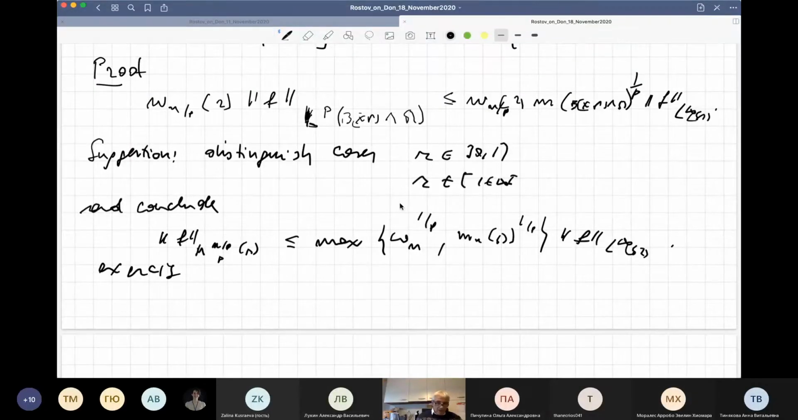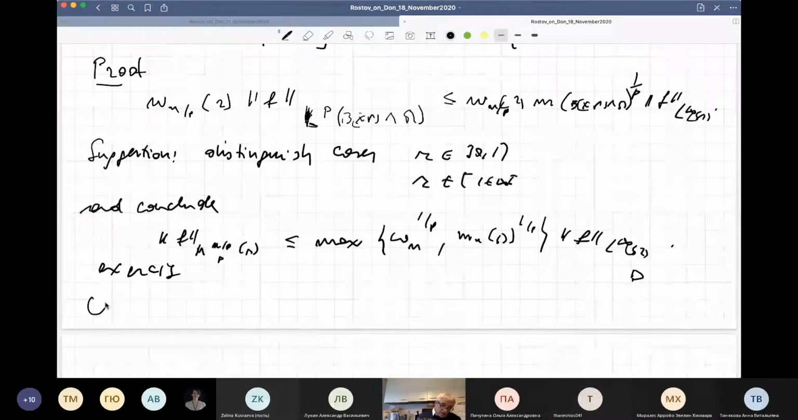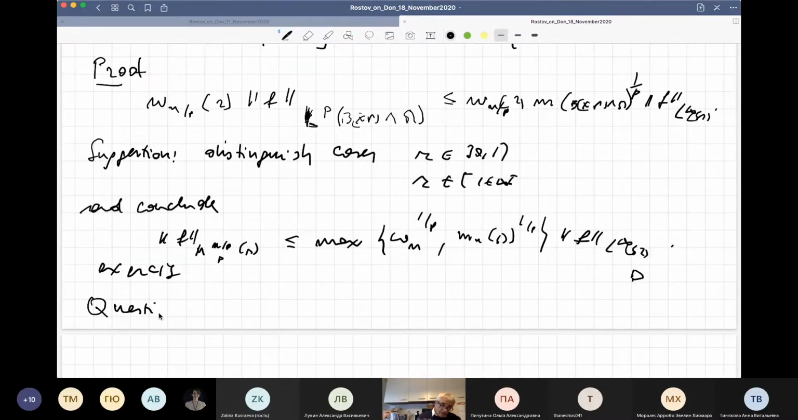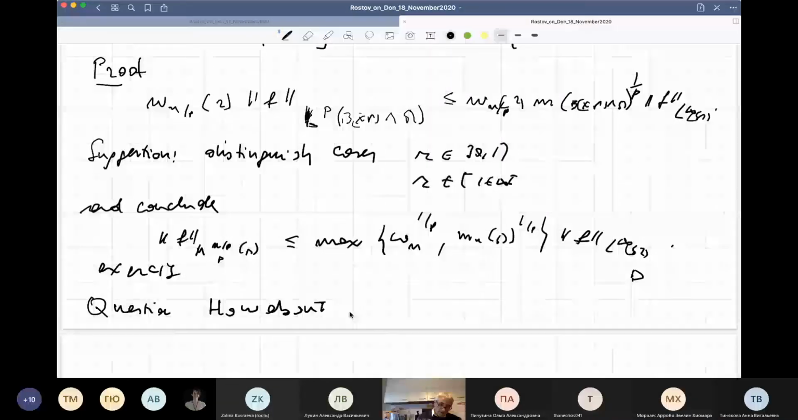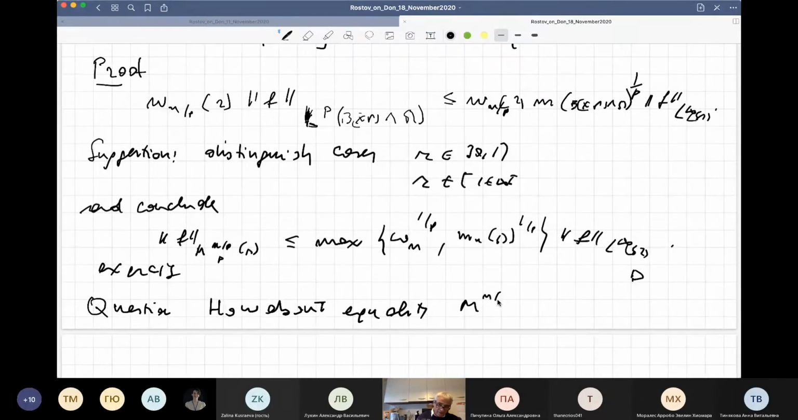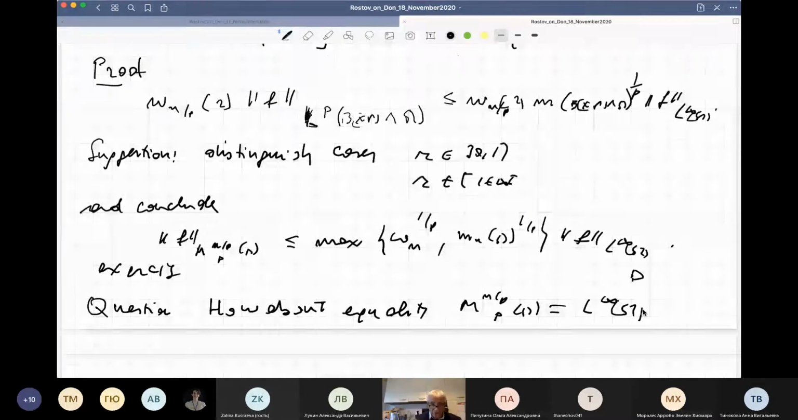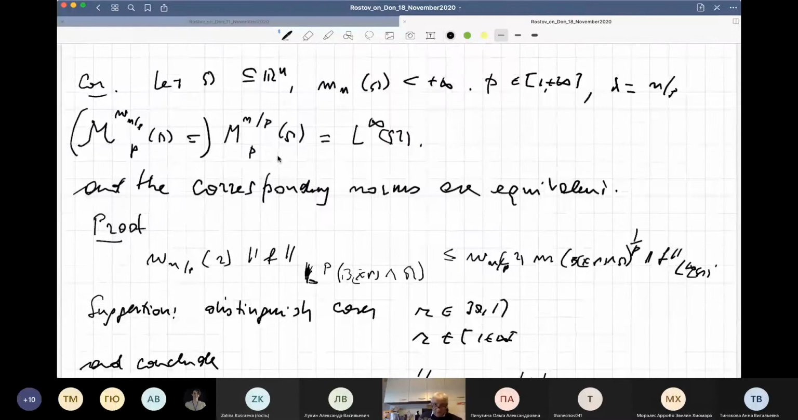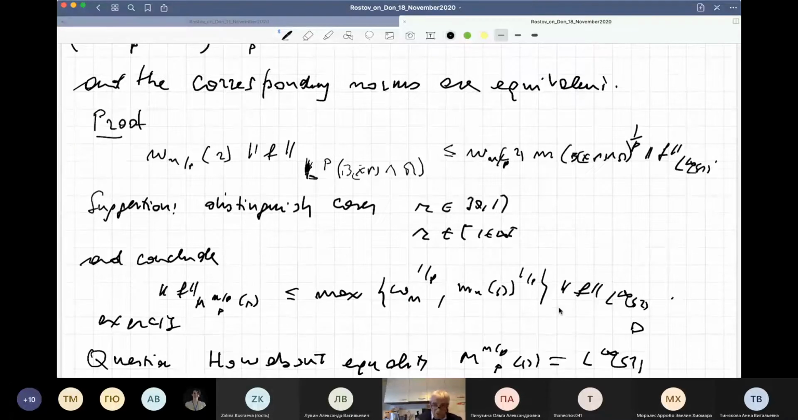And so this is the end of this statement, but question, what can you think? How about the equality M n over p, p of omega equal to L infinity, which is precisely what we have stated here, right? By the way, here we proved only one inclusion, of course. We have proved that L infinity is contained, but we already know the other, so there is no point.